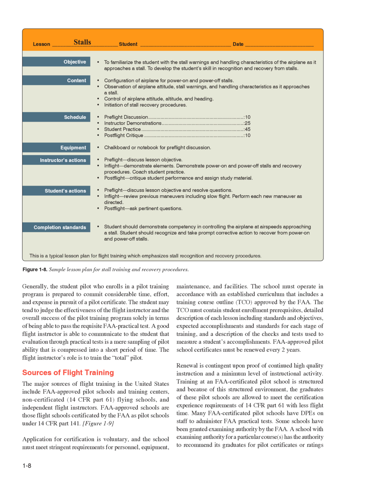The school must operate in accordance with an established curriculum that includes a training course outline (TCO) approved by the FAA. The TCO must contain student enrollment prerequisites, detailed description of each lesson including standards and objectives, expected accomplishments and standards for each stage of training, and a description of the checks and tests used to measure a student's accomplishments. FAA-approved pilot school certificates must be renewed every 2 years. Renewal is contingent upon proof of continued high-quality instruction and a minimum level of instructional activity.